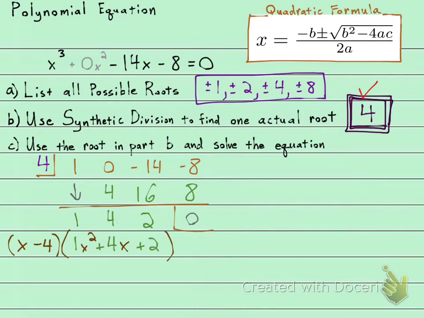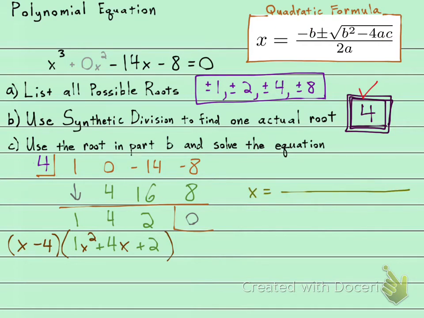Now, this cannot be factored. Okay, you could try, but you're not going to factor it. But you can find the answers. You're going to have to use the quadratic formula. And we do that by plugging in these numbers. Okay, the b, the a, and the c. So let's go ahead and do that.